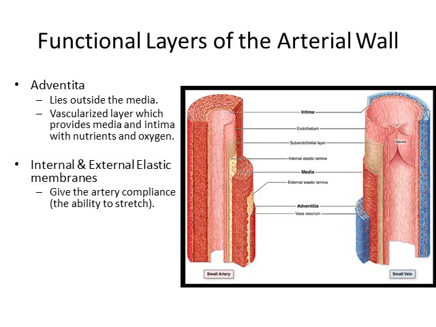So the last functional layers that we'll be looking at, so we've got the adventitia, which lies just outside of the media, and it provides the media and the intima with the nutrients and oxygen that it needs. So while we didn't go into too much detail in Lab 4 about the internal and external elastic membranes, remembering back that they are mentioned in the atherosclerotic process, essentially these membranes give the artery compliance. And this is really important because in order to have a nice healthy artery, we need them to have the ability to stretch, just due to the hemodynamics.